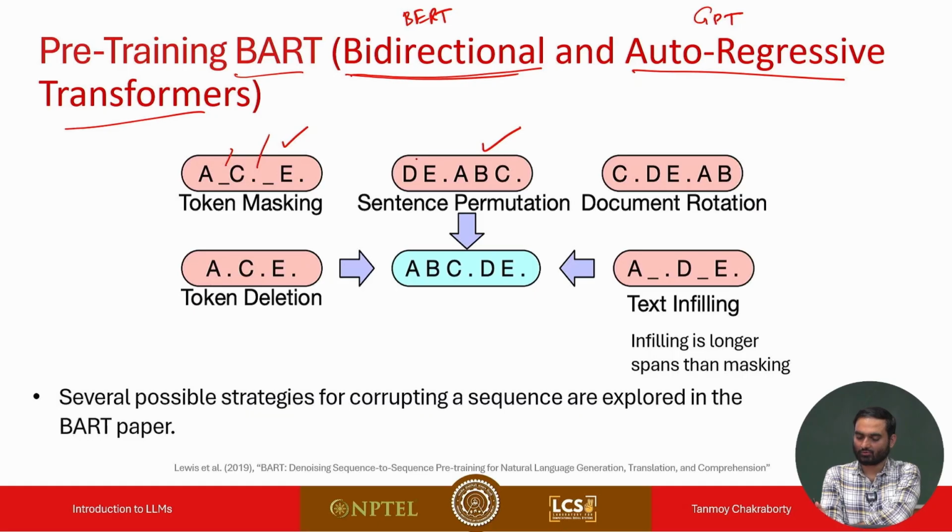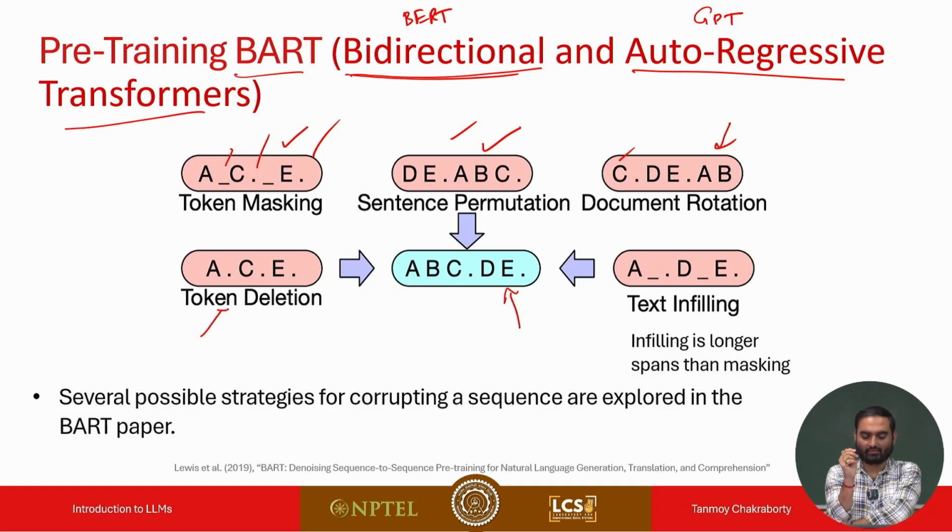The third one can be rotation, right? So A, B, C, D, E becomes C, D, E, A, B. This is one rotation. You can again rotate, right? You keep on rotating to obtain different inputs, and your output will be the original one. And these are very similar because these strategies consider the entire sequence and then sometimes mask it, sometimes rotate it, sometimes permute it, right? But the length of the input remains the same, okay?